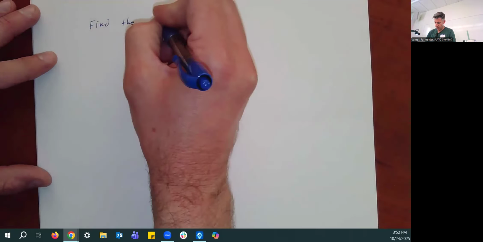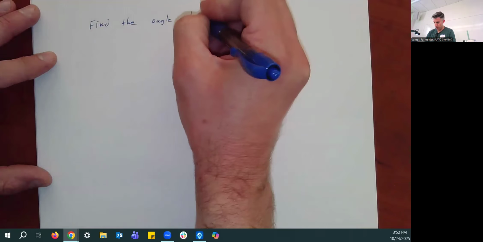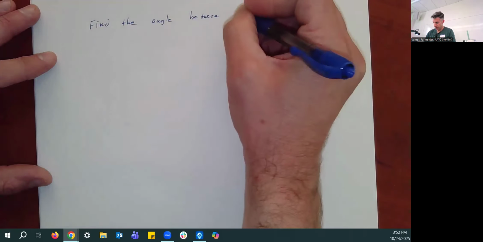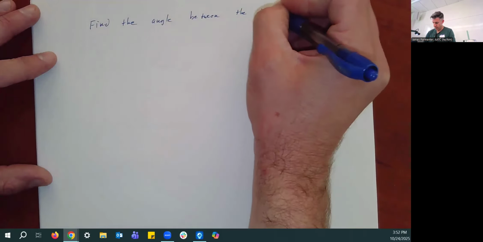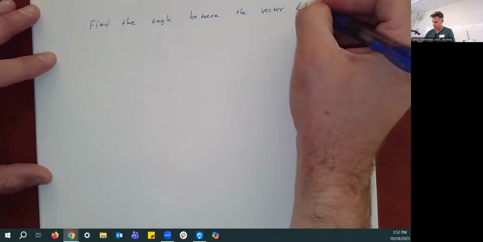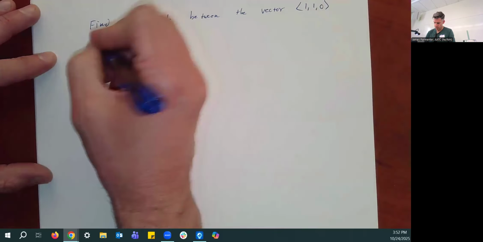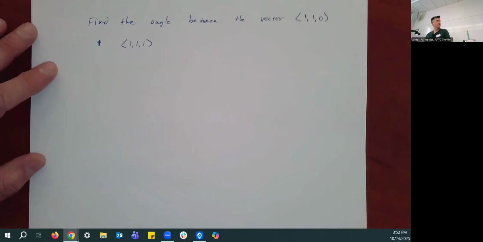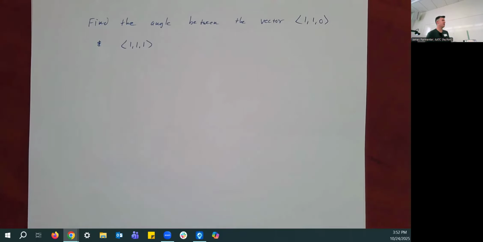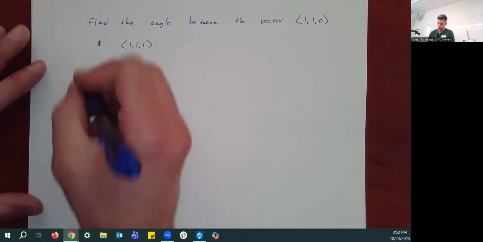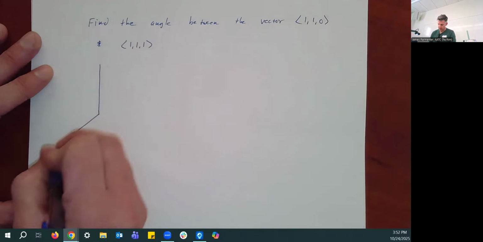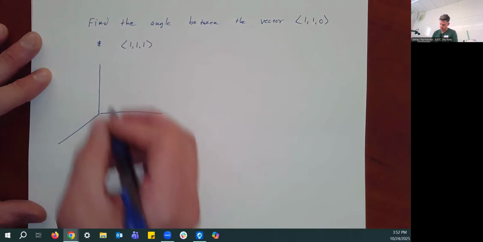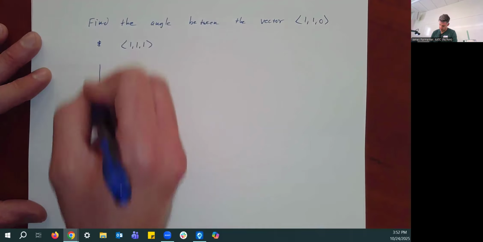Let's find the angle between the vectors 1, 1, 0 and 1, 1, 1. Which might not sound like that interesting a question, but if you draw it, it's kind of like you're finding the angle between, let me draw this the right way.